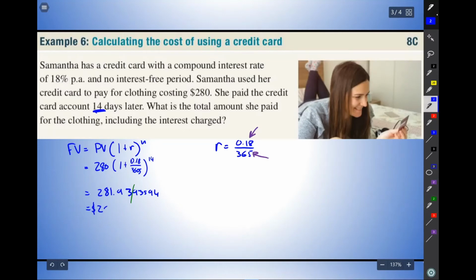So the answer is going to be $281.94. So you can see that she paid an extra $1.94 for the clothes that she bought, because she ended up paying $281.94.